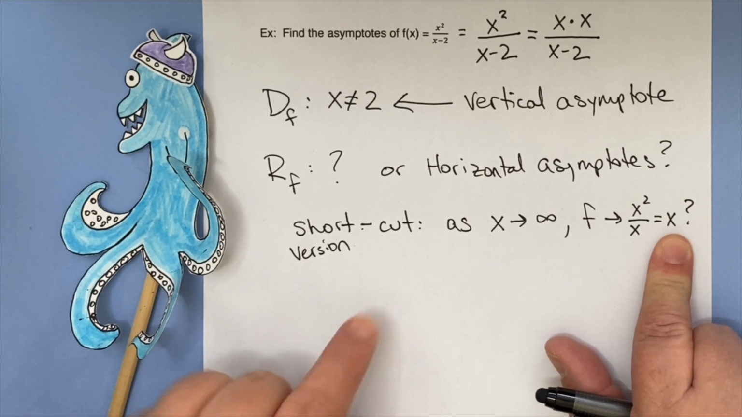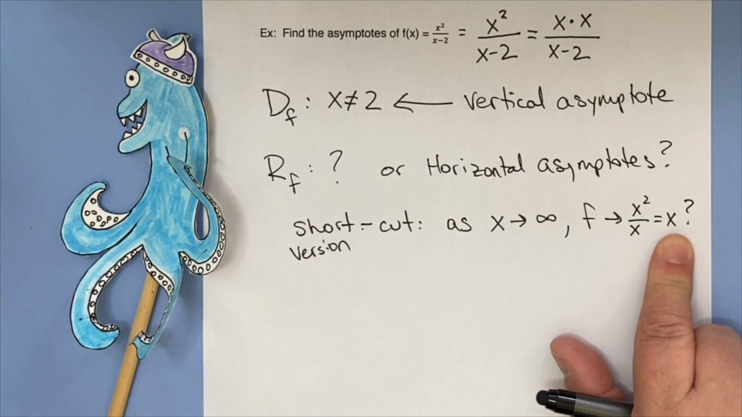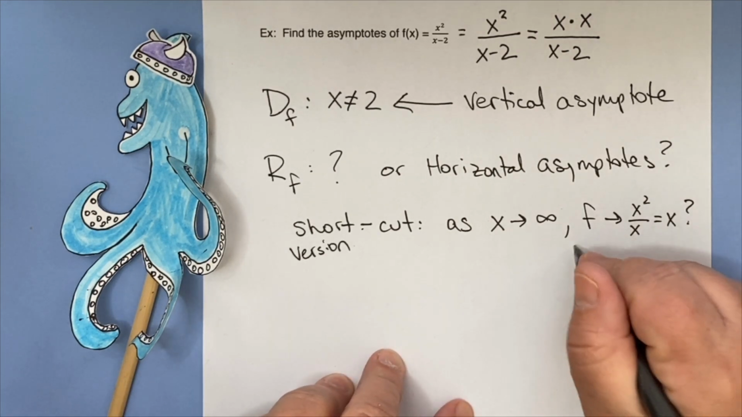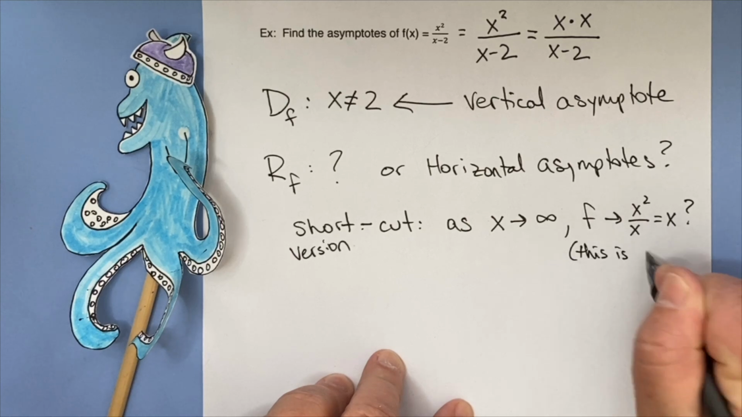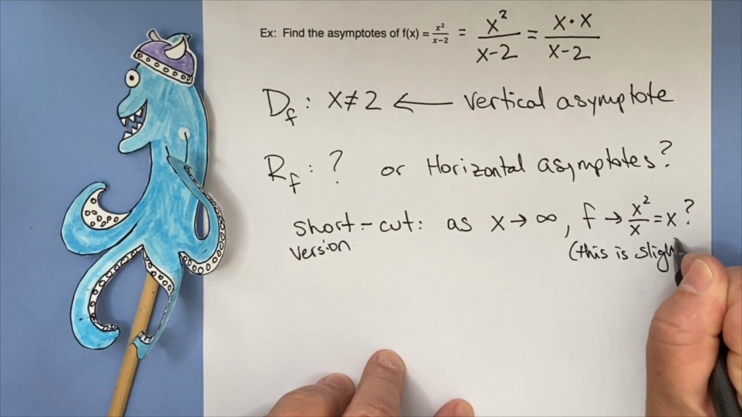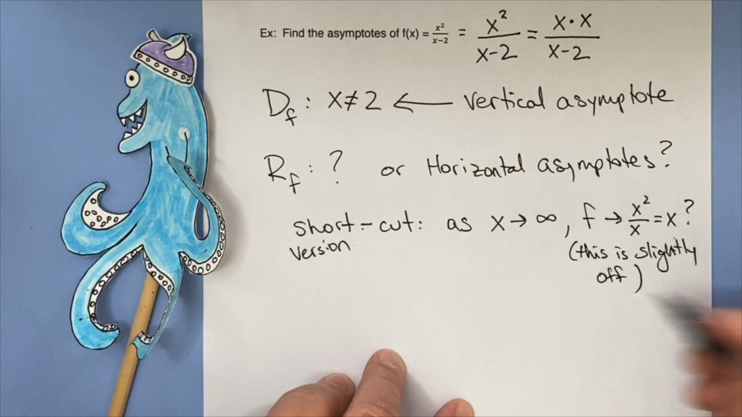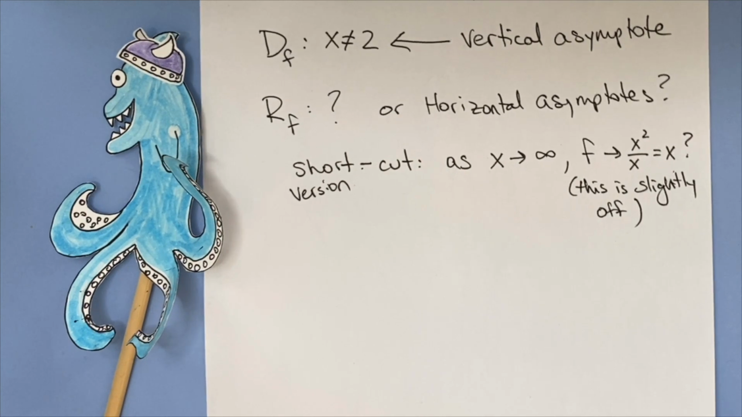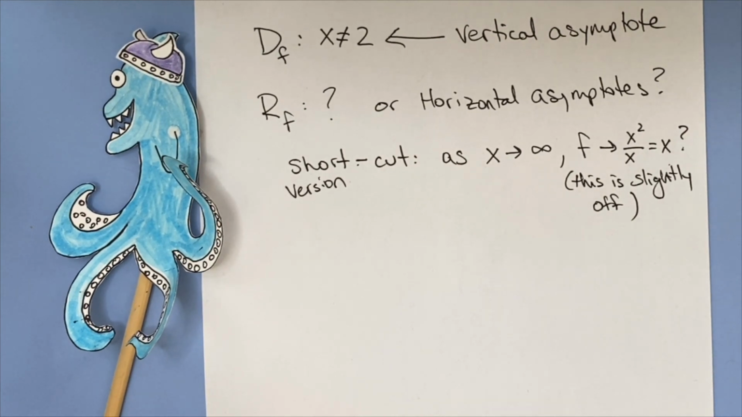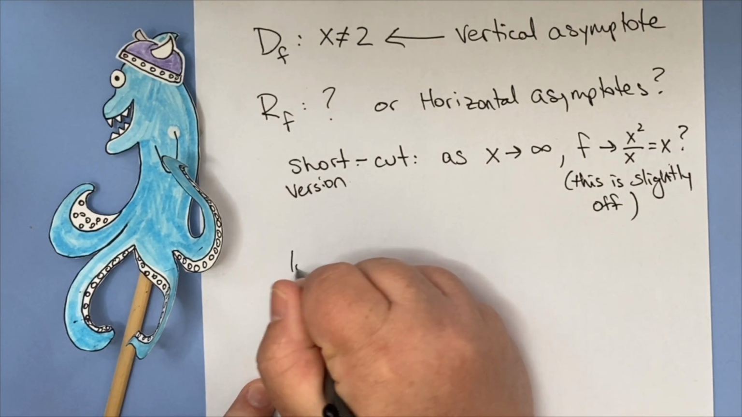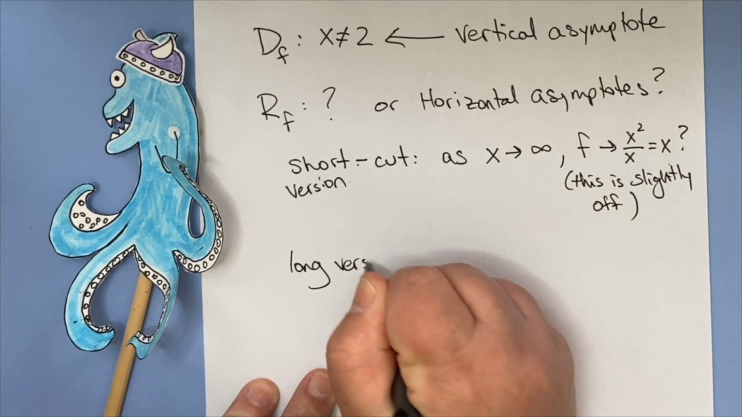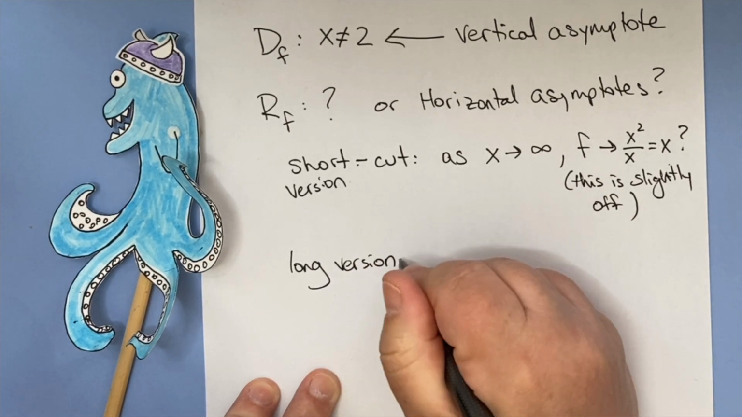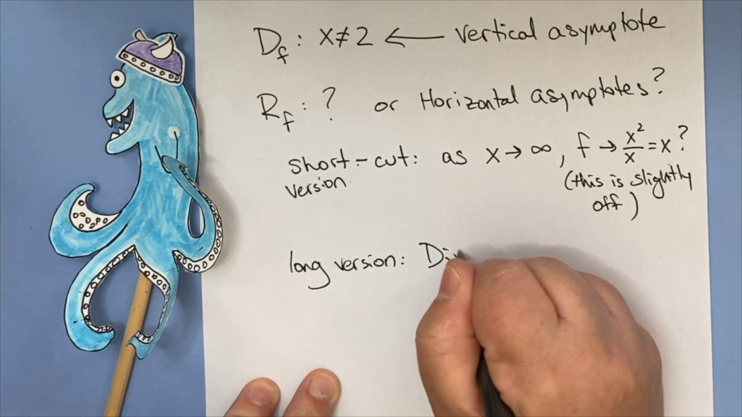Now it turns out this shortcut version gives us a great bit of insight, but it's actually a little bit wrong. Not a lot wrong. Well, as far as math's concerned, if you're wrong, you're wrong, and there's no more wrong or less wrong, right? It's wrong. But you're actually really close. And so what is the long version? The long version of looking for asymptotes is you actually divide.